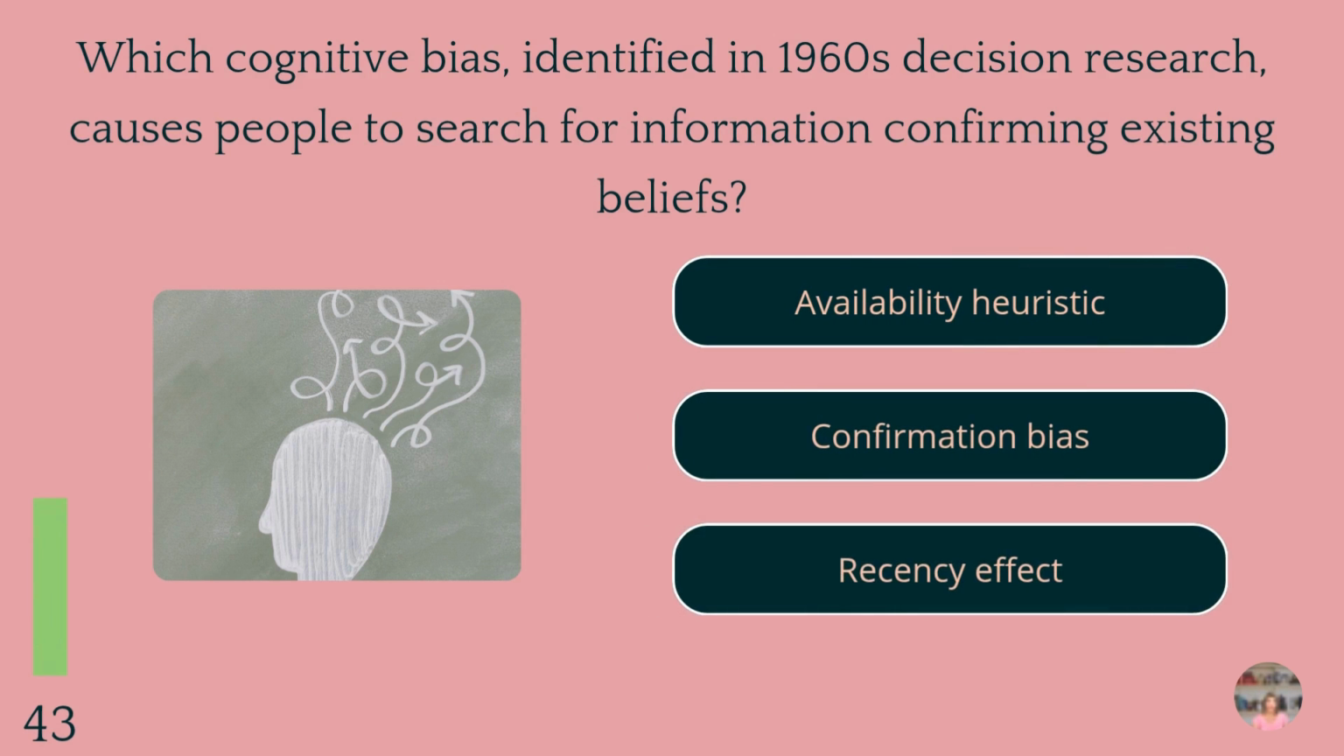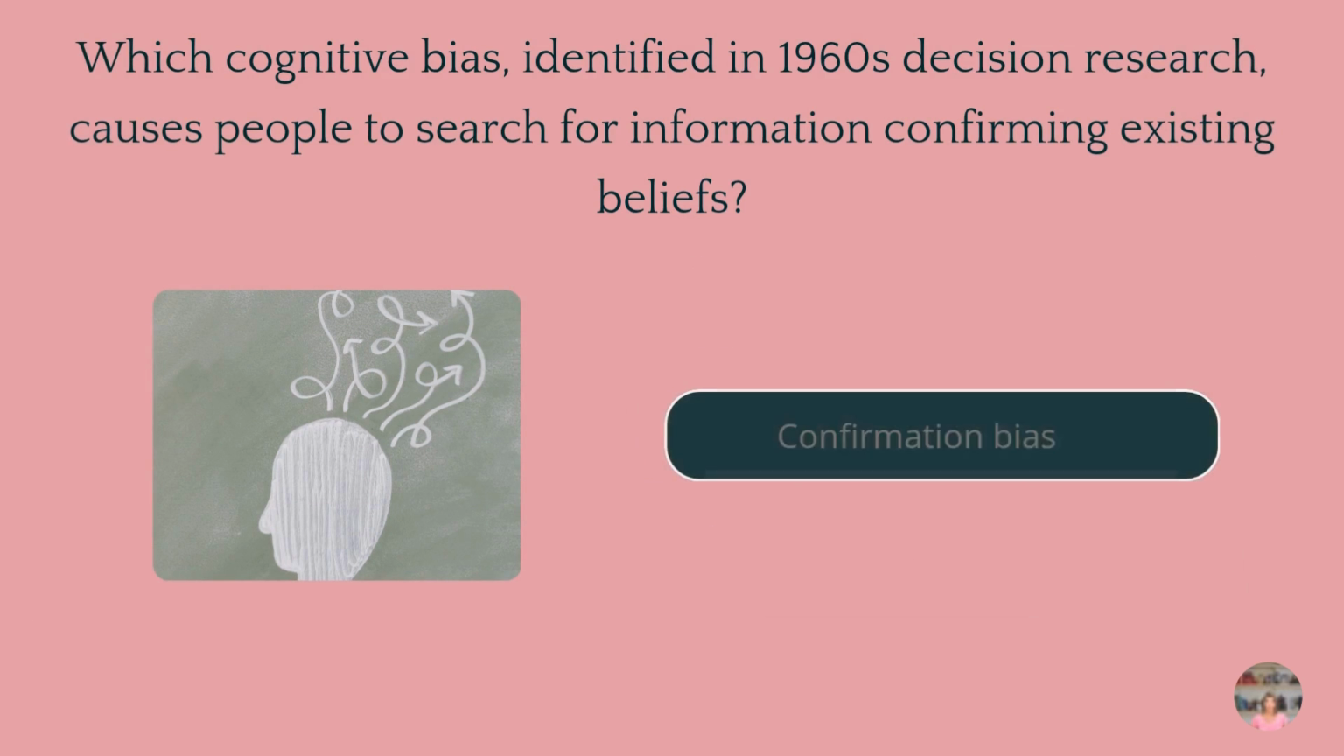Which cognitive bias, identified in 1960s decision research, causes people to search for information confirming existing beliefs? Availability heuristic, confirmation bias, or recency effect? Confirmation bias.